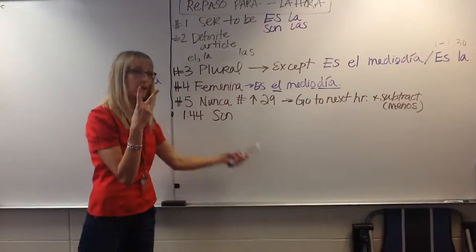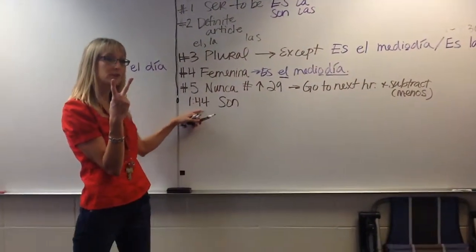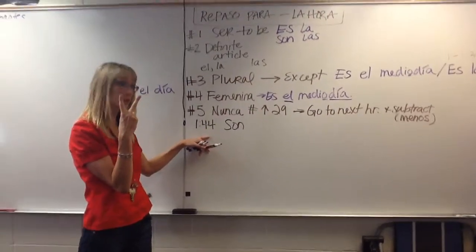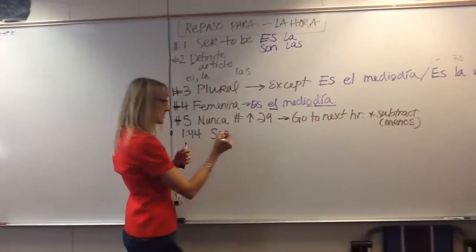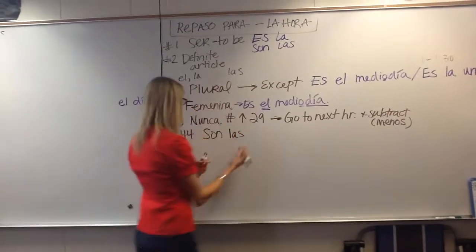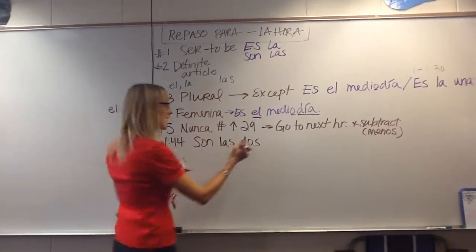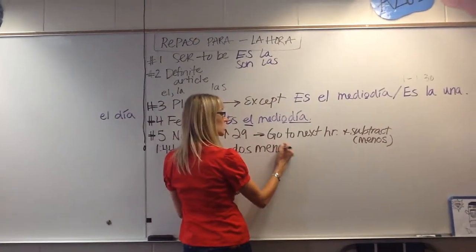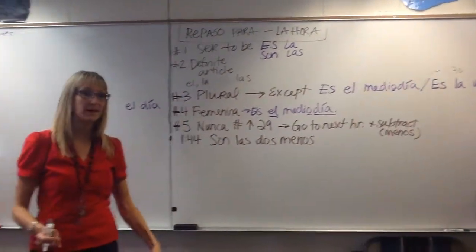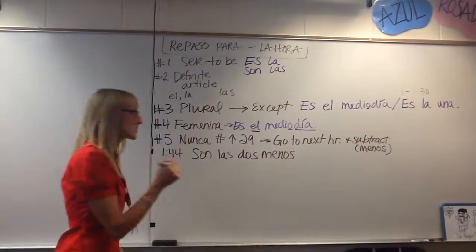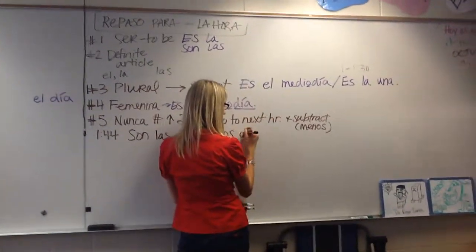You have to go to the next hour from 1 o'clock. The next hour, Señor Antonio and Juan, is 2 o'clock, and 2 is plural, so you have to go to son las. Son las. Dos. And como se dice minus? Menos. Dos menos. And how many minutes do you need to minus? 16. With an acento sobre la e.